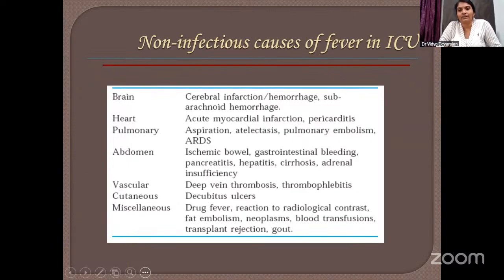Not every fever is going to be an infection. Similarly, you have MI, pericarditis. You could have pulmonary embolism, atelectasis, which is very common, and you could have fever due to the same. Ischemic bowel, a GI bleed can cause a high white count as well as a fever in the ICU. Adrenal insufficiency is again a cause for fever in the ICU. DVT, thrombophlebitis, something that's very common, which you have to really look at during your ward rounds.